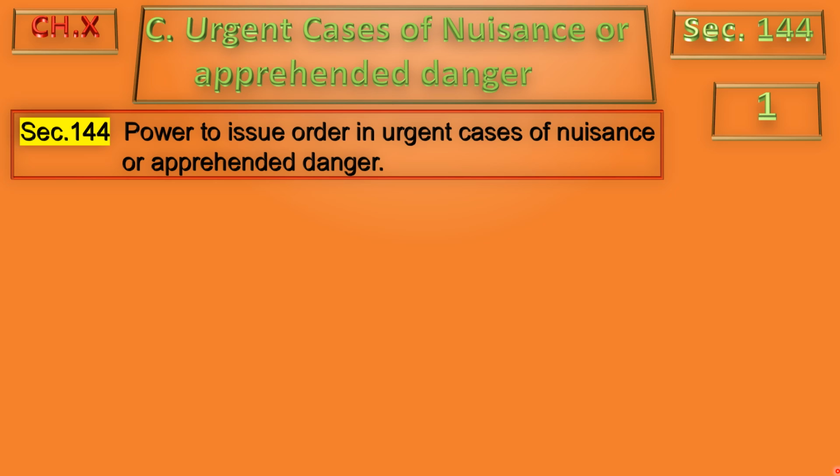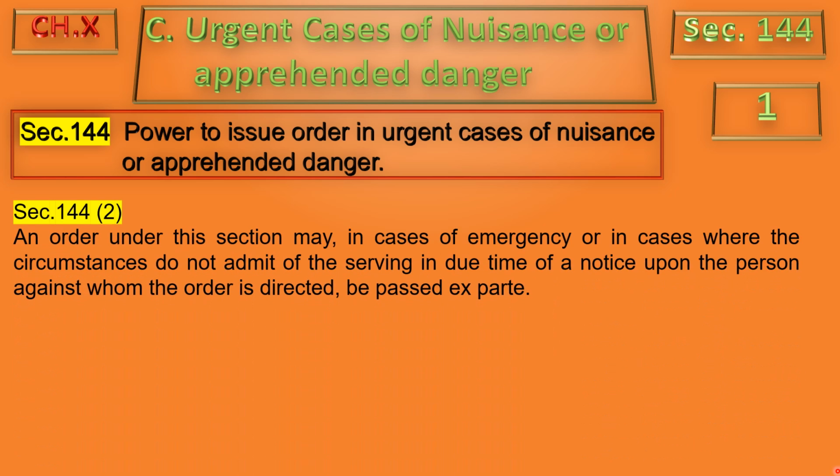Now let's check what subsection 2 of section 144 says. It says an order under this section may, in cases of emergency or in cases where the circumstances do not admit of the serving in due time of the notice upon the person against whom the order is directed, be passed ex parte. The bare language is very simple over here. It simply says it is an emergency. We cannot reach the person and an ex parte decision will be taken.